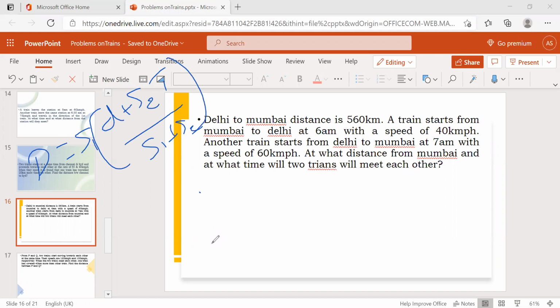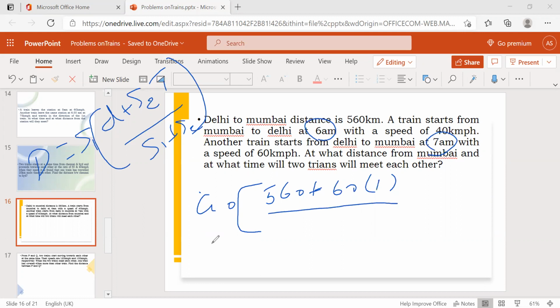So now, what's the S1? 40 kilometers into, what's the D? 560, plus what's the S2? 60 kilometers per hour. And what's the time difference here? 6 o'clock for this one and 7 o'clock for this one, so 1 hour, by S1 plus S2, 40 plus 60, 100.